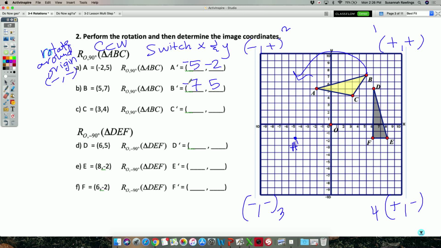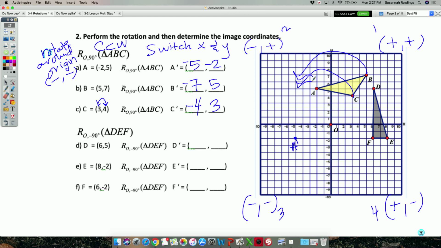Okay, who thinks they got this one? Michelle? Negative 4 and positive 3. Negative 4, positive 3. So we flipped the point and then matched it. I know point C would end up in the negative positive quadrant.